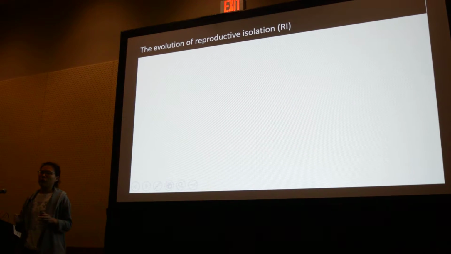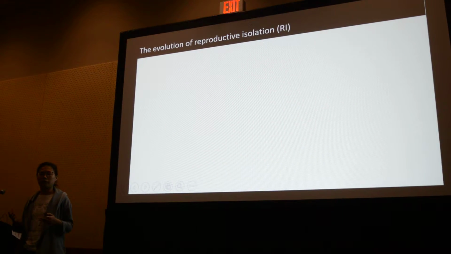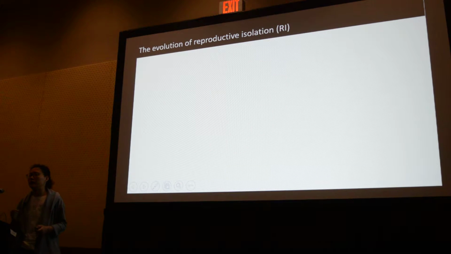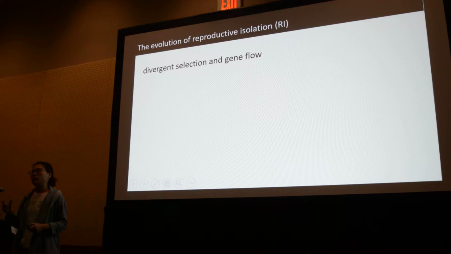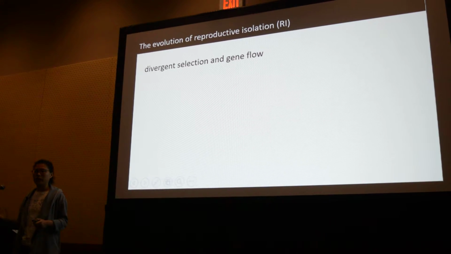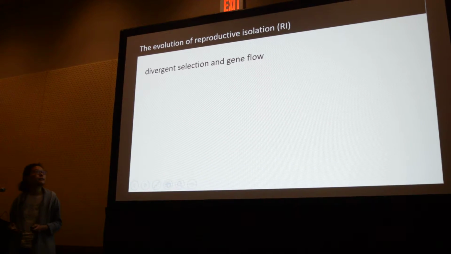Understanding the mechanisms that contribute to the evolution of reproductive isolation is a key issue in speciation. I'm particularly interested in how divergent selection interacts with gene flow to affect this process.